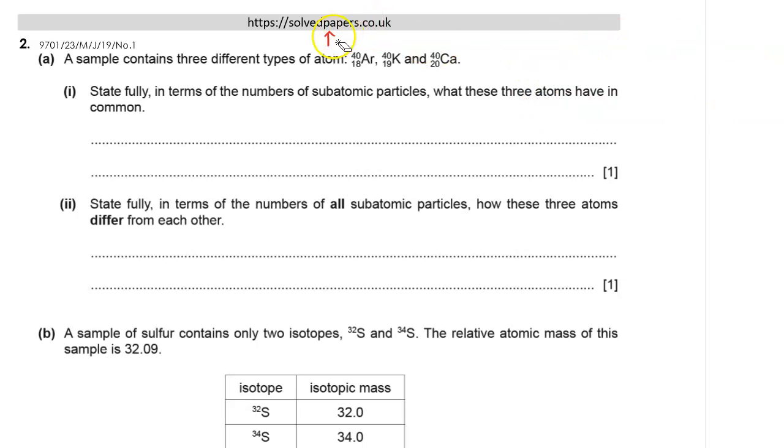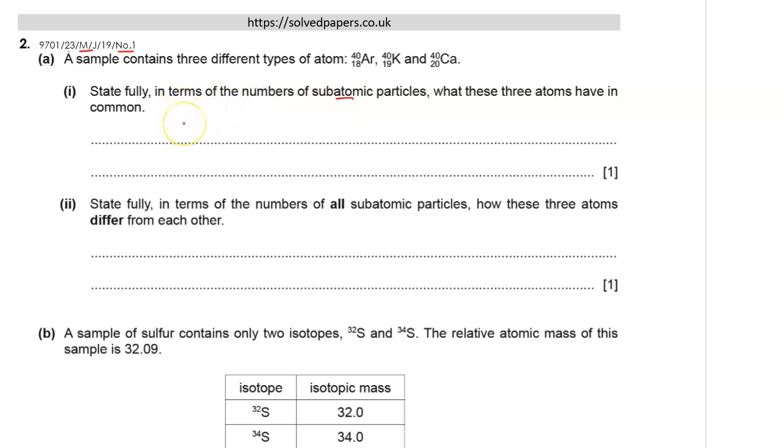That being said, let's go to question number 2. Question 2 is from paper 2-3, and this was number 1. All right, a sample contains 3 different types of atoms. It has argon, potassium, and calcium. State fully, in terms of the numbers of subatomic particles, what these 3 atoms have in common.